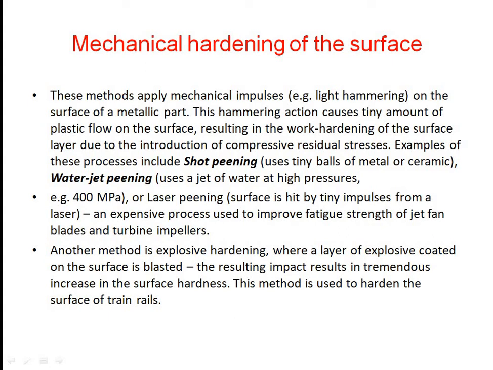So these are the methods; mechanical hardening is a method which applies mechanical impulses on the surface of the metallic part. Another method is explosive hardening, where a layer of explosive coated on the surface is blasted. The resulting impact results in a tremendous increase in the surface hardness. This method is used to harden the surface of train rails.